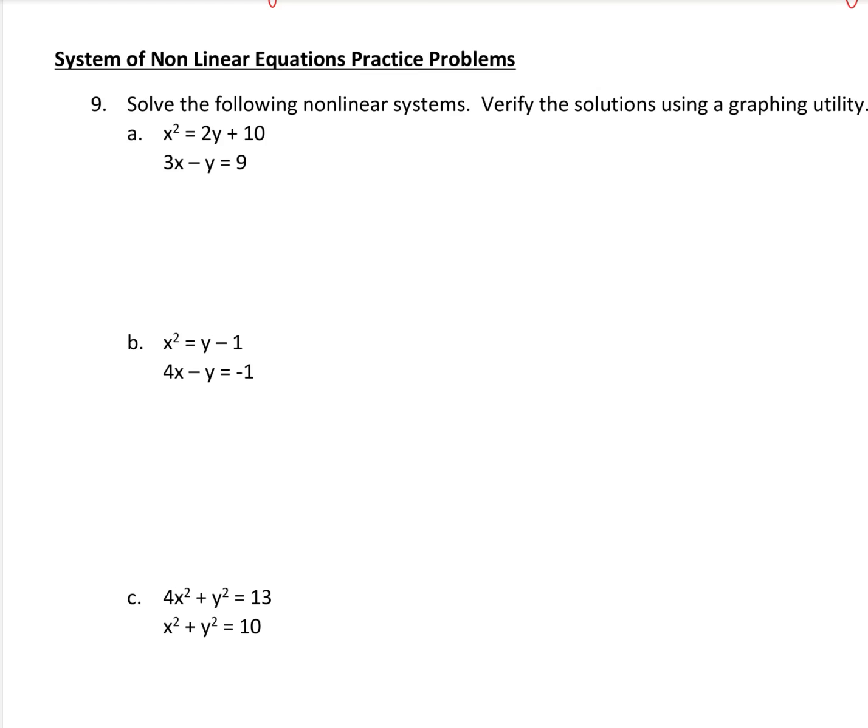All right, so for part 2, we're going to be solving systems of nonlinear equations. For number 9, it says we're going to solve the nonlinear system and then verify it with our graphing utility. Looking at it, I have x squared and a y, and an x and a y. Because you have an x squared and an x, you're going to have no choice but to use substitution to solve this.